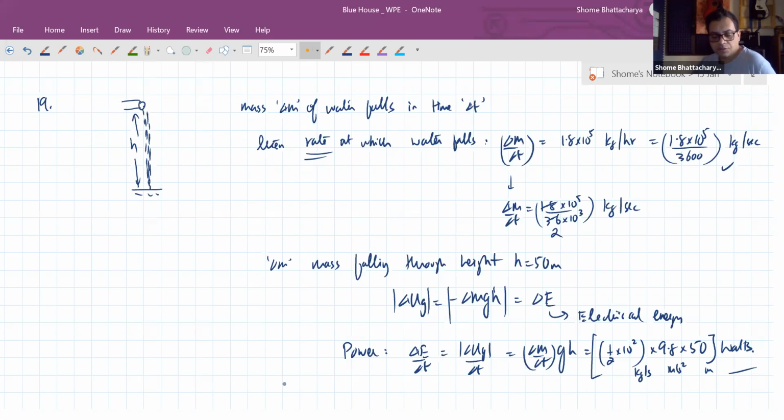Now just divide that by 100. It will tell you the number of 100 watt lamps that can be used from this. So hope this question is clear. Let's move to question 22 next.